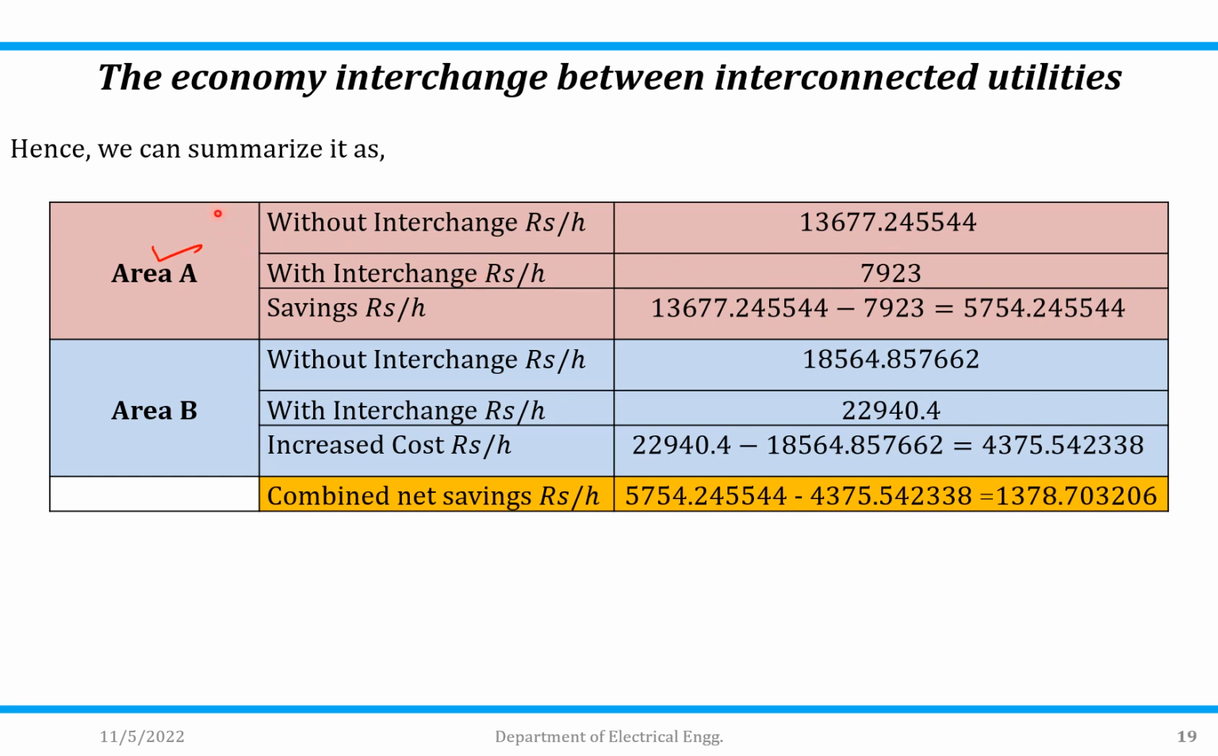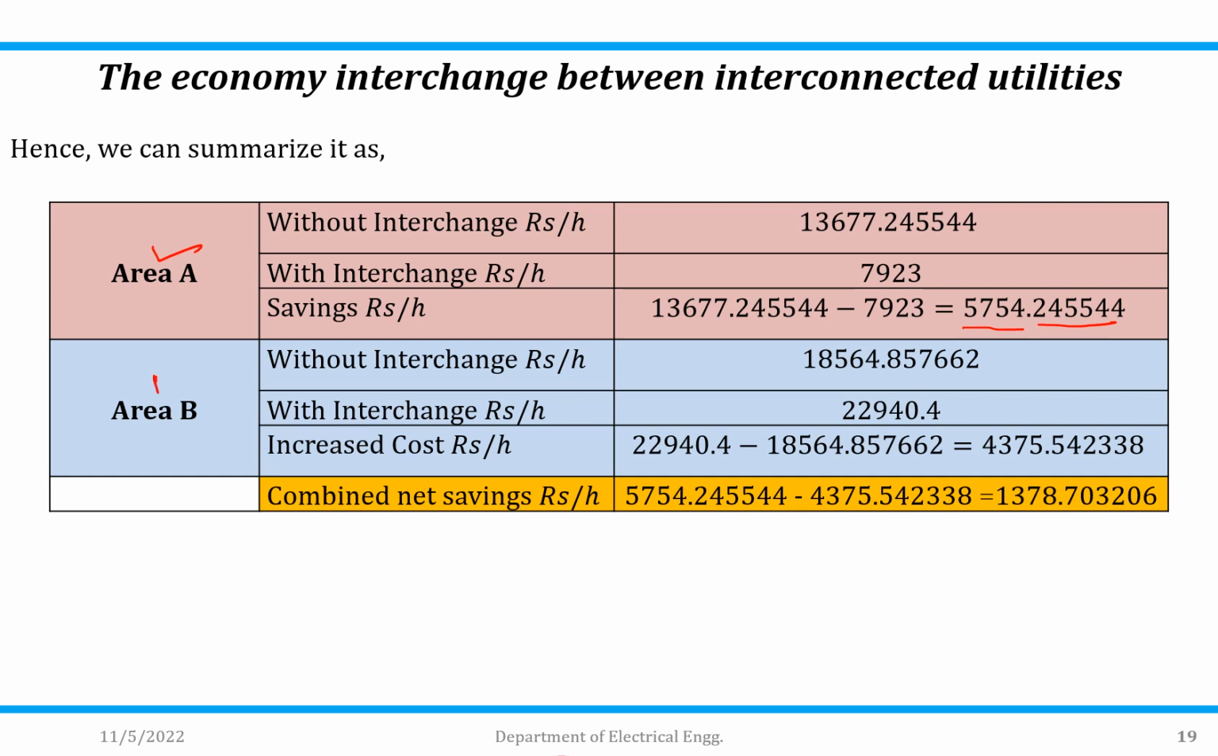So instead of turning on the remaining generators, suppose we have a few more generators with area A, then instead of using its own spinning reserve, if we purchase the power from area A2, then the cost of generation is minimum compared to that of its own. So therefore, how much saving will be there? Here the saving will be 5754.2455. If we subtract 7923 from 13677, we will get this.